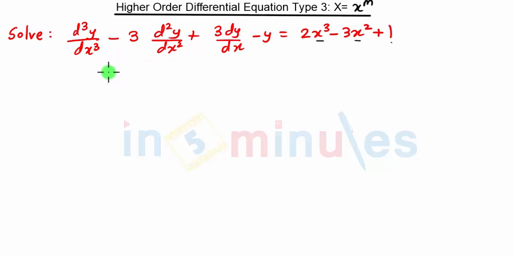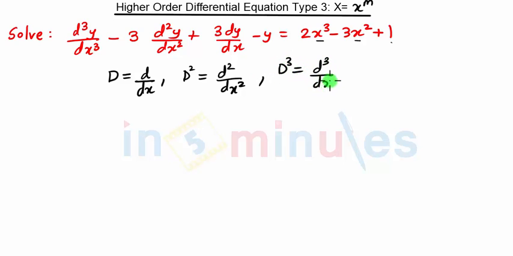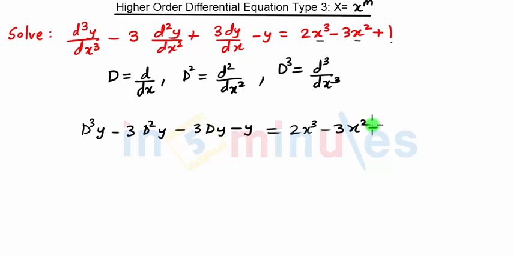As you can see, d cube y by dx cube, d square y by dx square and dy by dx can be replaced by, we are going to substitute d equal to d by dx. Then we get d square equal to d square upon dx square and d cube equal to d cube upon dx cube. Now we substitute this. We get d cube y minus 3d square y plus 3dy minus y equal to this term, which is 2x cube minus 3x square plus 1.